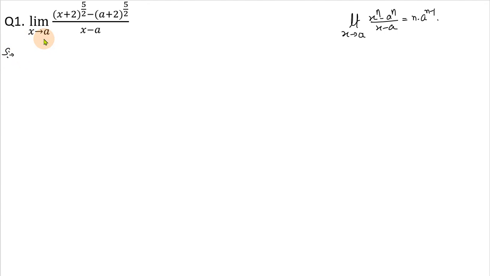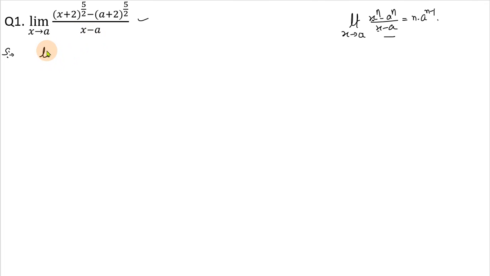Limit x approaches a, (x plus 2) whole power 5 by 2 minus (a plus 2) whole power 5 by 2 upon x minus a. If you compare this question with this formula, in the denominator we have x minus a, but in the numerator we have x plus 2. By comparing, we should have the same factors in the denominator as in the numerator. So here we have x plus 2, so we should have the same factors in the denominator.